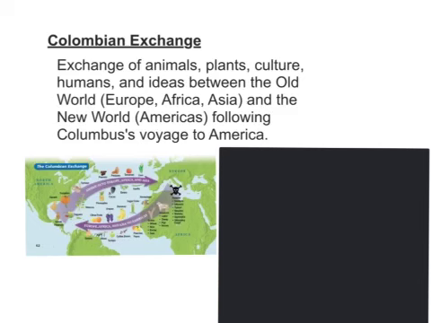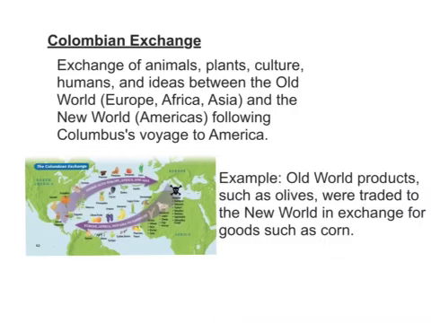Our next key term for the age of exploration is the Columbian Exchange. This is the exchange of animals, plants, culture, humans, and ideas between the Old World, which is Europe, Africa, and Asia, and the New World, the Americas, following Columbus's voyage to America. There are many examples of this illustrated in the picture below. One example is the trade of Old World products such as olives in exchange for New World products such as corn.